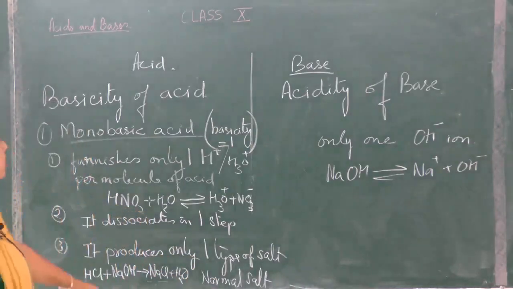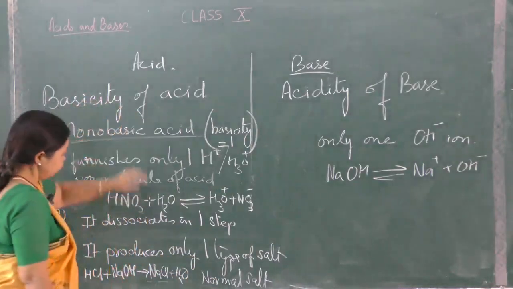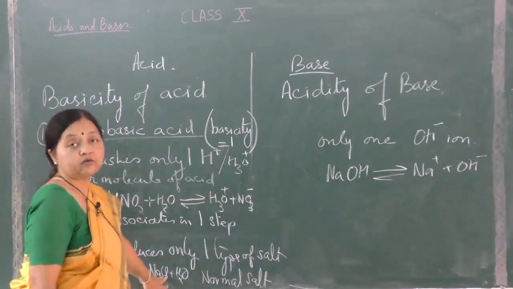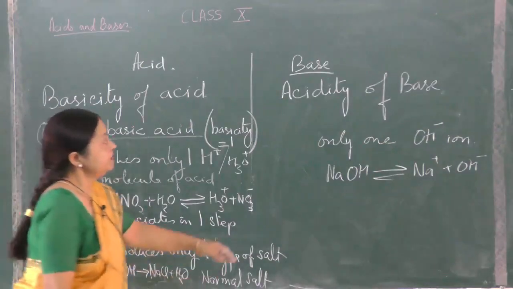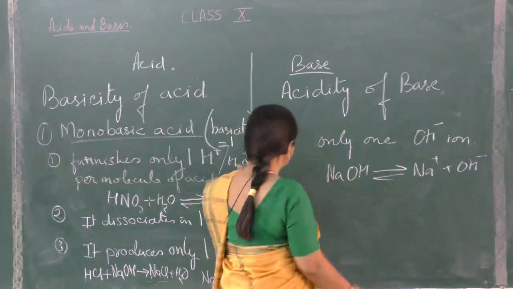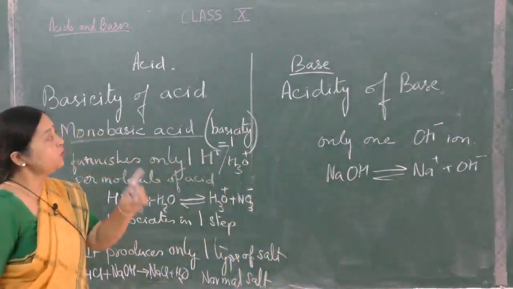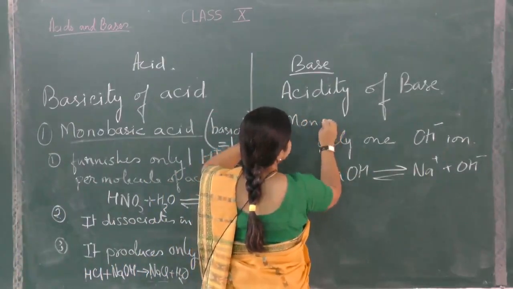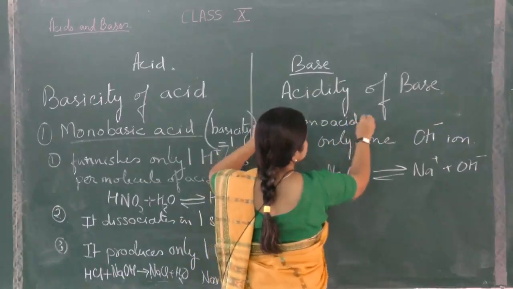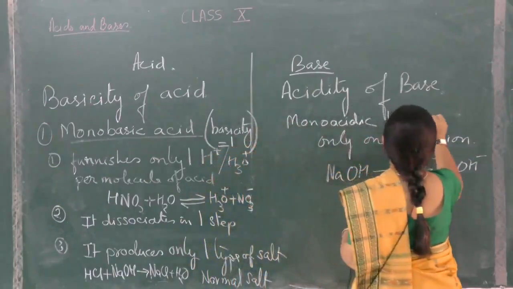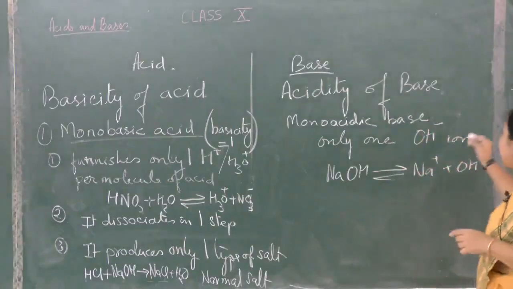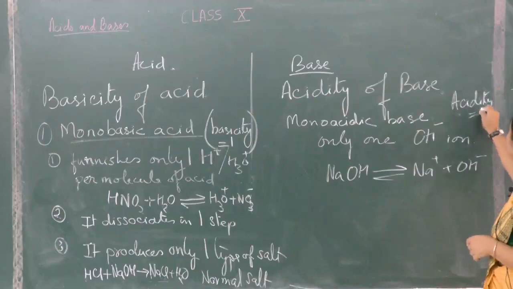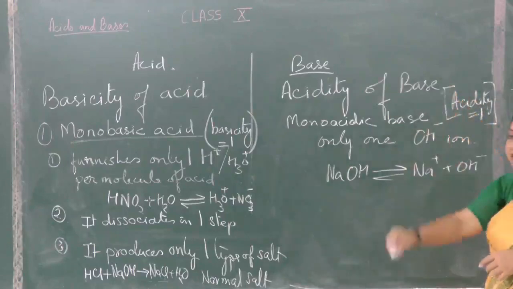That's another reason why this is called basicity of an acid. The acid reacts with only one base molecule to form salt and water, so monobasic. Here also the alkali reacts with only one acid molecule, so it is called a monoacidic base, or we can say acidity of the bases. Acidity is equal to 1.